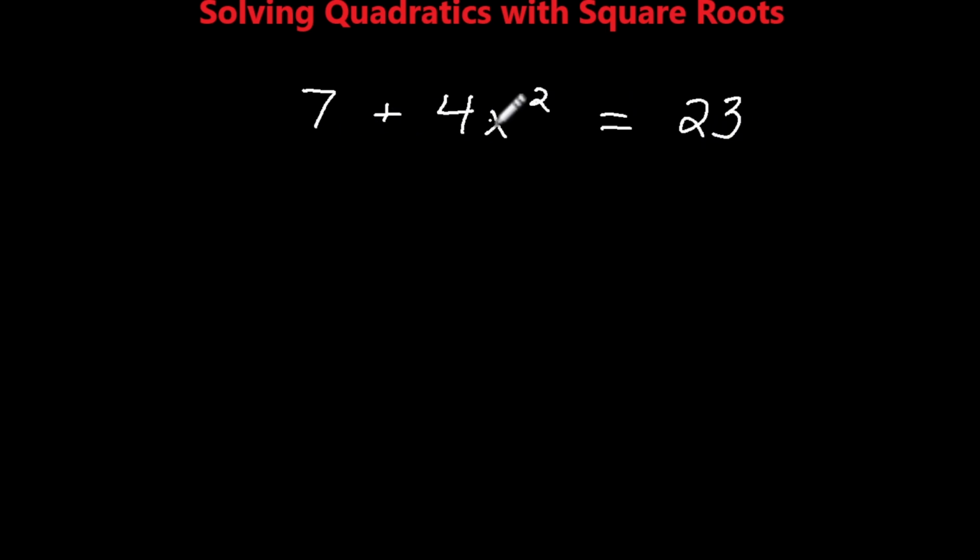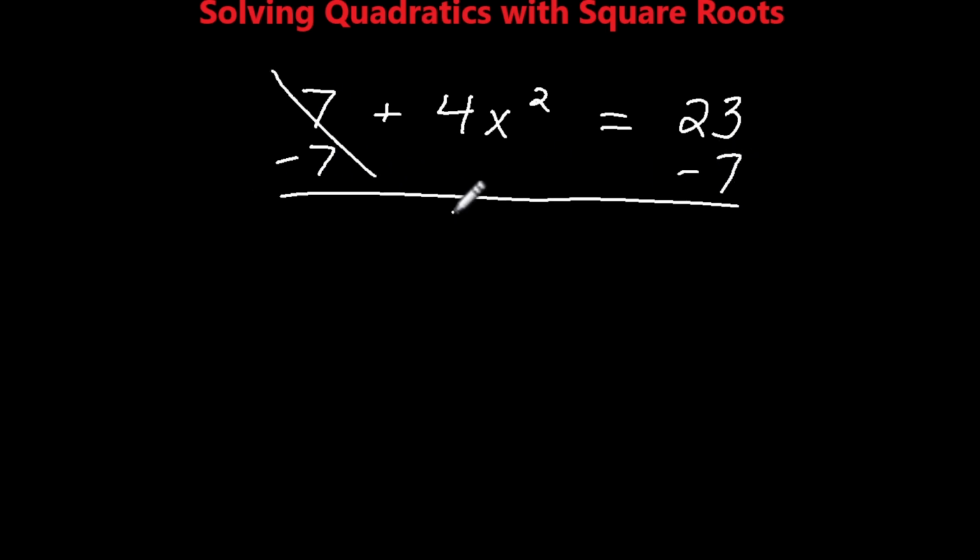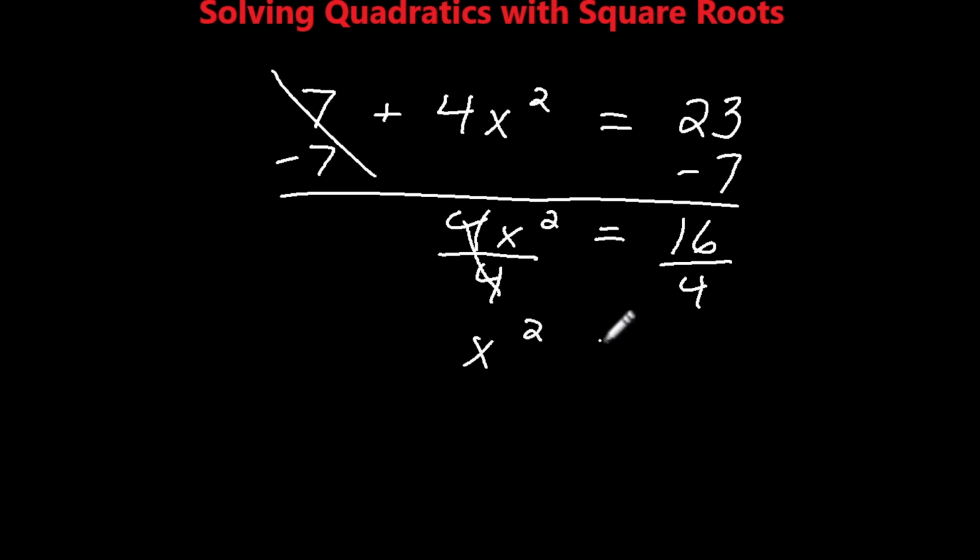And I need to isolate the x, so when I subtract 7 from both sides, I'm going to get 4x squared equals 16. The next step to getting the x by itself, I'll divide both sides by 4. And finally, we get x squared equals 4.